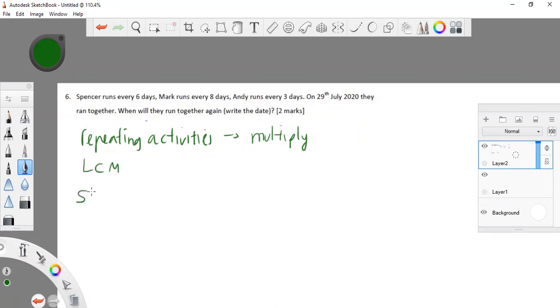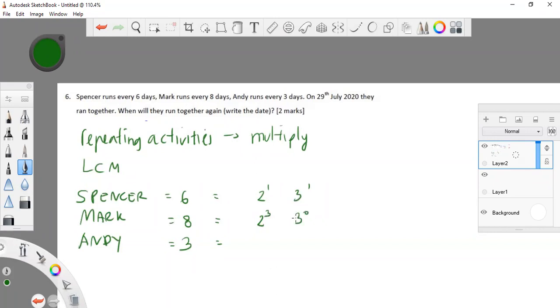So we have Spencer, Mark, and Andy. Spencer runs every 6 days. Mark every 8 days. Andy runs every 3 days. Very simple. 2 times 3. I just put 3 power 1, 2 power 3, and we don't have 3 at all. 3 power 0, 3 power 1 itself, and then 2 power 0.